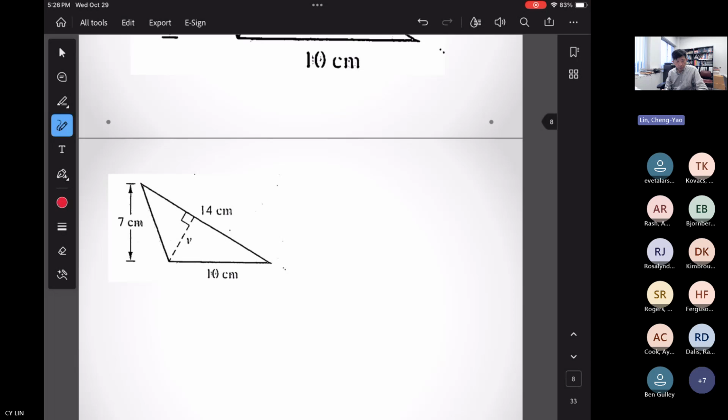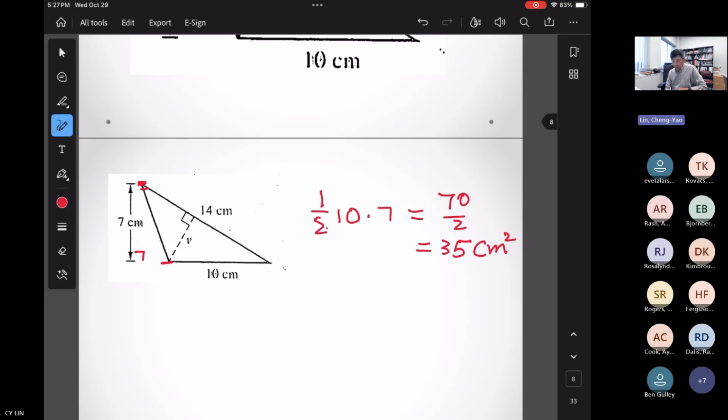So we have 1/2 times base times height. Base is 10, height is 7. Is that right? Because the 90 degree line from here to the bottom, that's the height, right? So therefore 70 over 2, which is equal to 35. Okay, so the area of this is 35, right? The area is 35 centimeter square.